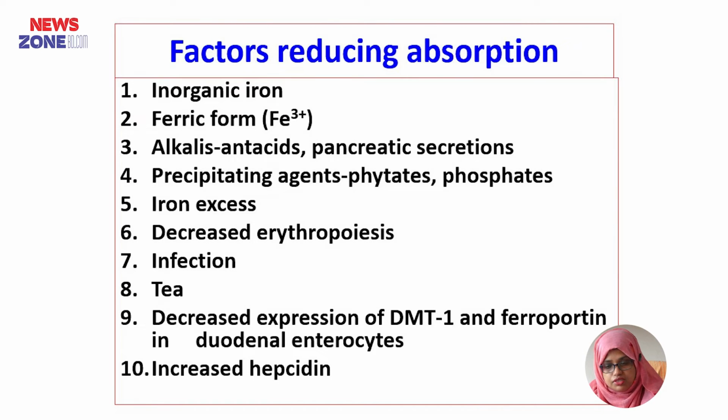What are the factors reducing iron absorption? The factors are inorganic iron, ferric form of iron, alkali, that is antacids, pancreatic secretion, precipitating agents, iron excess, decreased erythropoiesis, infection, tea, decreased expression of DMT1 and ferroportin in duodenal enterocyte, and lastly increased hepcidin.